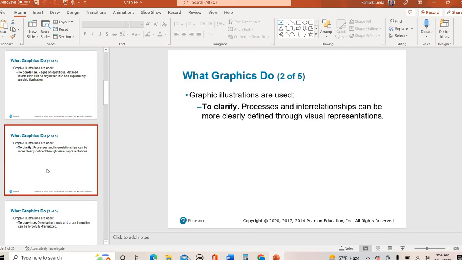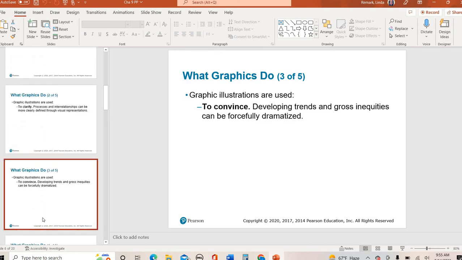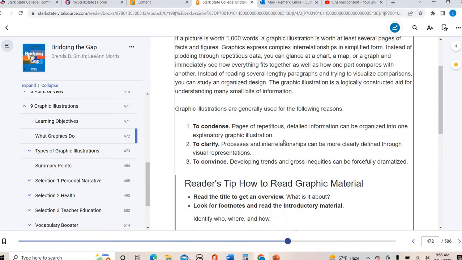It also might clarify. Maybe the information is confusing, maybe there's a lot of it, and so this is going to make it more clear for you. The graphic might help clarify what's happening in the actual text, or a graphic might help convince you of something. So the text presents the information and then the graphic is like, here, look at it right here. I'm going to convince you that this information you just read is accurate, and here it is in visual format. Okay, so those are the three general reasons we use graphics.